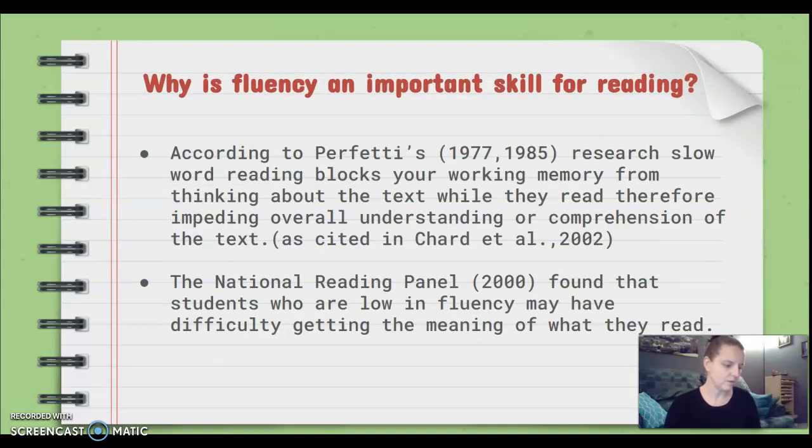All right, so let's continue on with that learning. As we look at the work of Perfetti, word reading blocks your working memory from thinking about the text. And again, the National Reading Panel reminds us that students low in fluency may have difficulty getting the meaning of what they read. And as we know, the point of reading something is so you can get some meaning from it. So the combination of the two is very, very important.